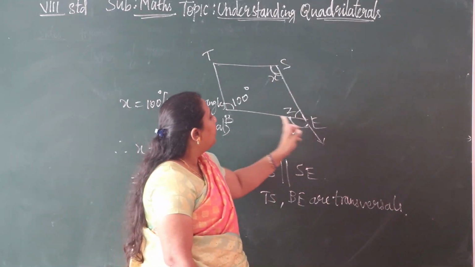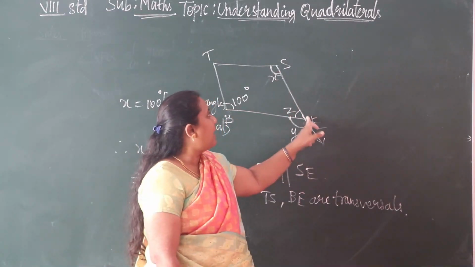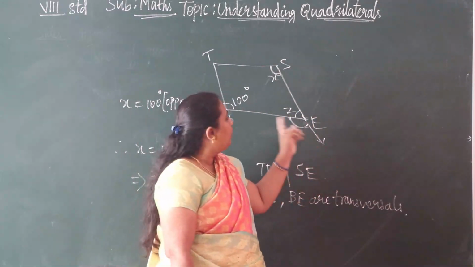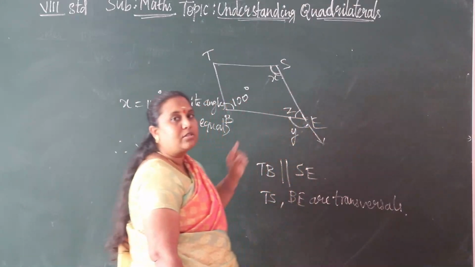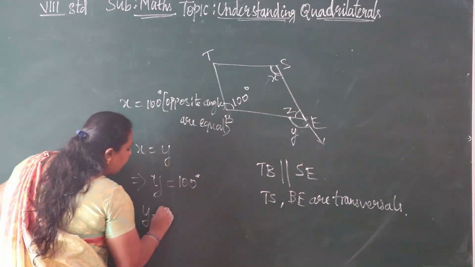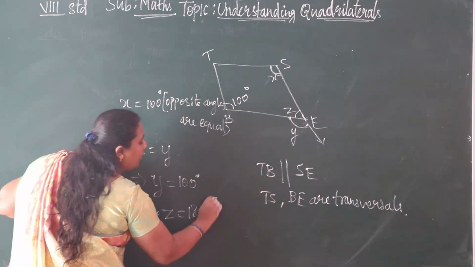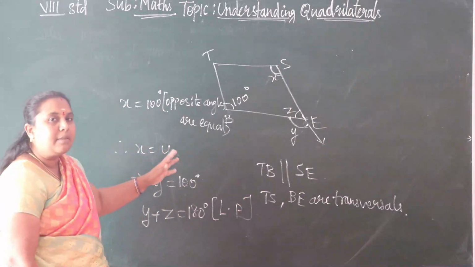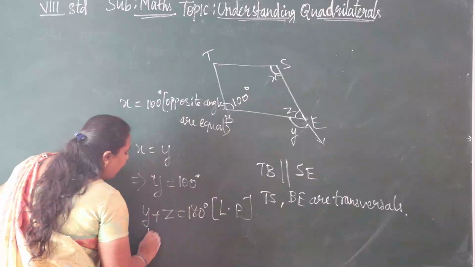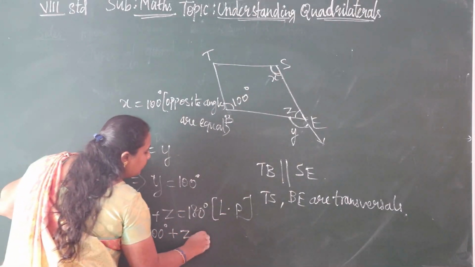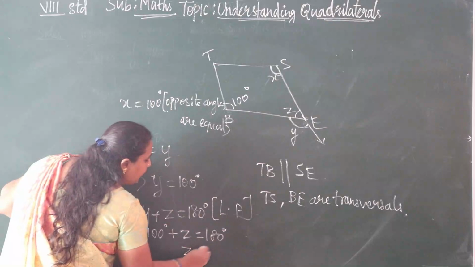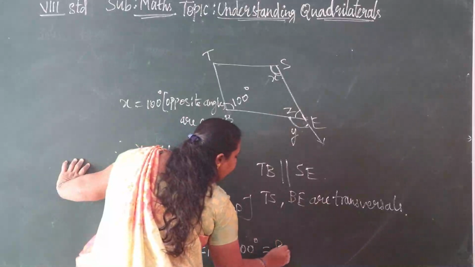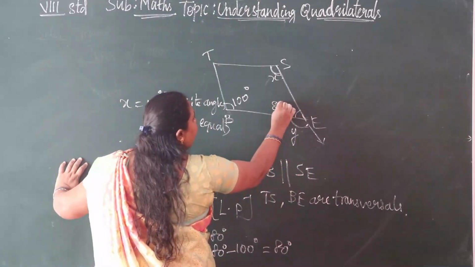So you know that is a line segment, that BE stands on your line SE. So we can say that y plus z equals 180 degrees. Angle y plus angle z equals 180 degrees because a linear pair of angles are supplementary angles. So angle y is 100 degrees plus z equals 180 degrees. So angle z equals 180 degrees minus 100 degrees, that is equal to 80 degrees. So angle z equals 80 degrees.